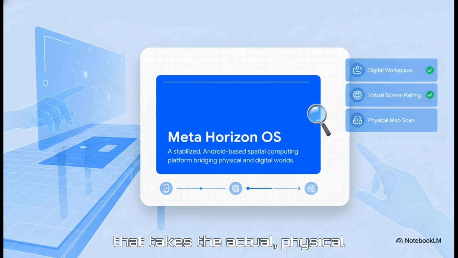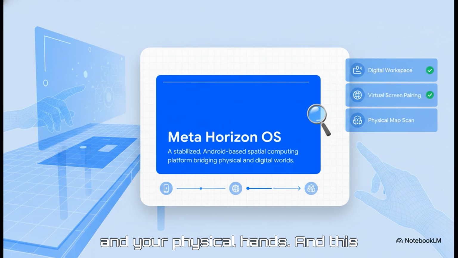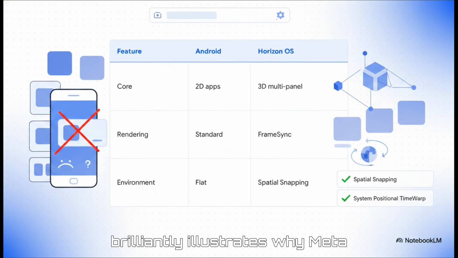It's the software that takes the actual physical room you're sitting in right now, maps it out in real time, and allows your digital screens, your games, and your workspaces to seamlessly interact with your actual walls, your desk, and your physical hands. And this brilliantly illustrates why Meta couldn't just take standard Android, slap it on a headset, and call it a day. They absolutely had to build a custom layer.